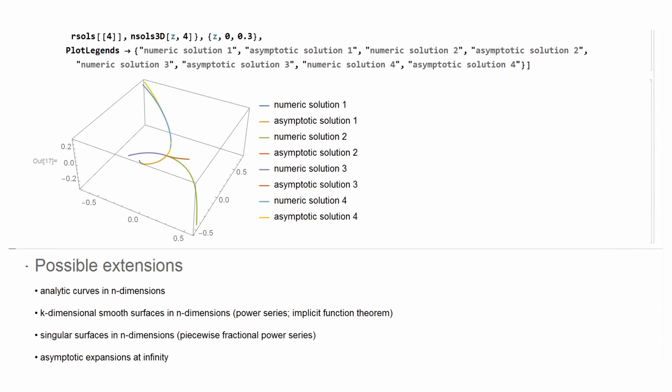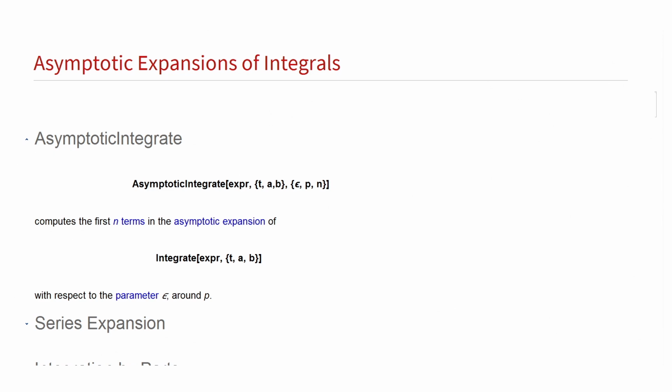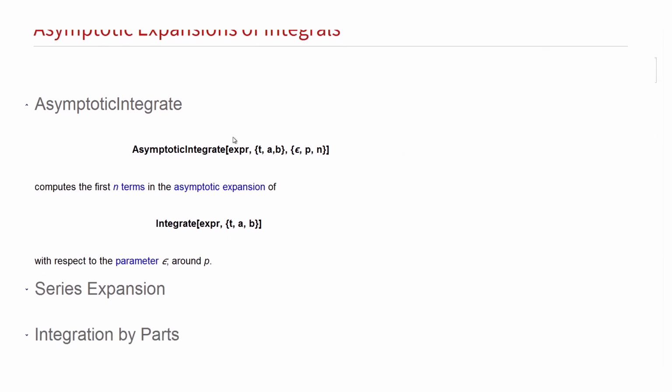I'll now go on to the calculus side of things, and I'm going to talk about two functions: asymptotic integrate, which finds series expansions for integrals, and asymptotic desolve, which is series solution of differential equations. So asymptotic integrate is just like integrate. You have an expression, you want to integrate over a certain interval, but you also have a certain parameter in the expression or the interval, and you want to do an expansion with respect to that parameter. So that's just an extension of integrate to handle cases where you only have a series expansion possible.